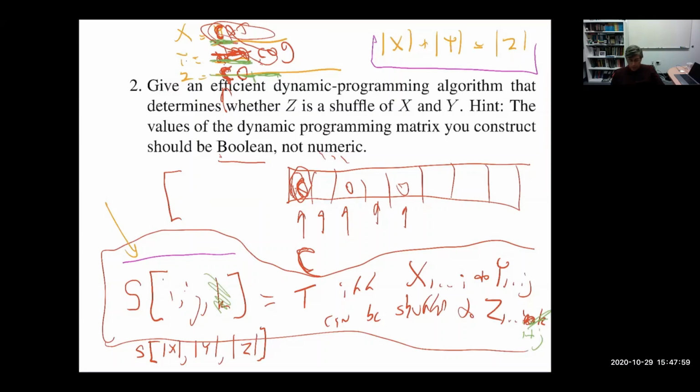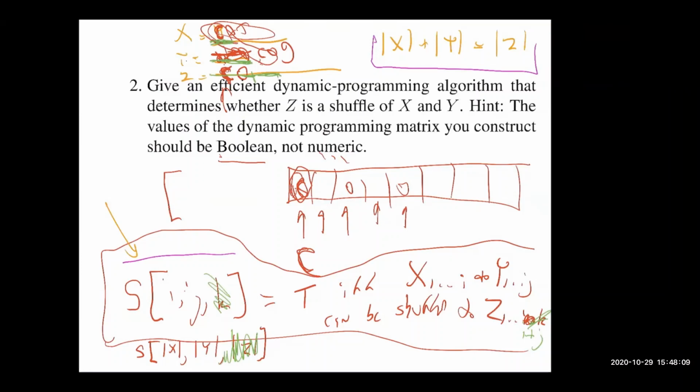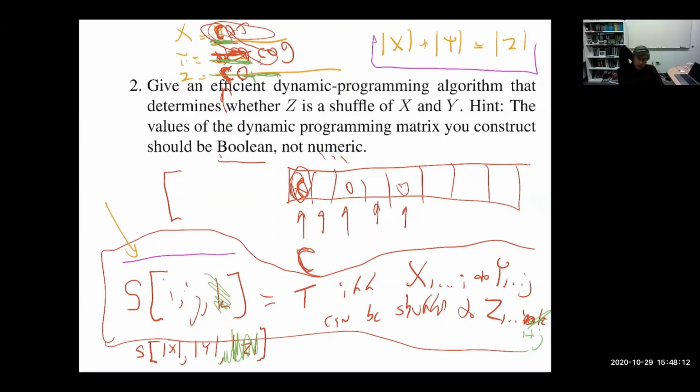If so, then what I really want to know under this function is, can the first X characters of this first string, which means the entire thing, plus the first Y characters of the second string, meaning the entire thing, be shuffled to the first I plus J characters of Z? So does everybody see that I now have a 2-parameter function where I used to have a 3-parameter function? Any questions?